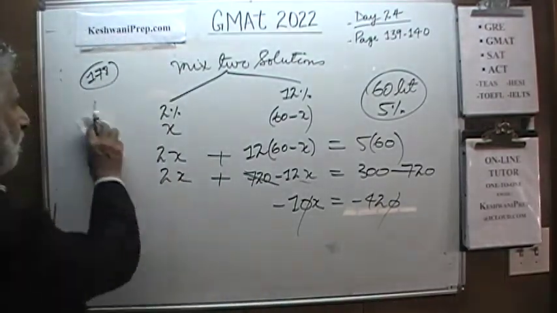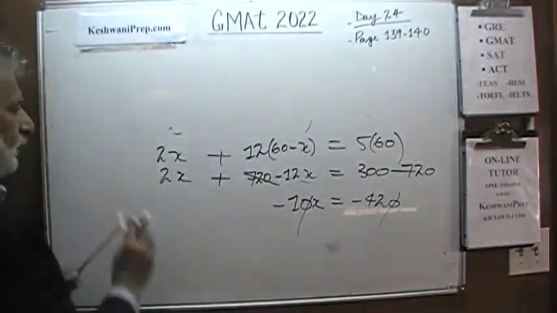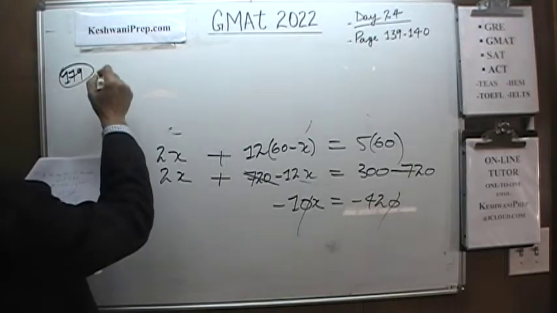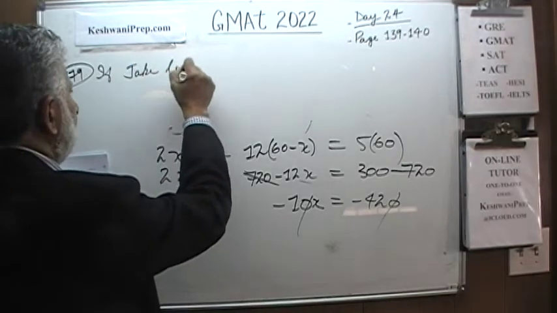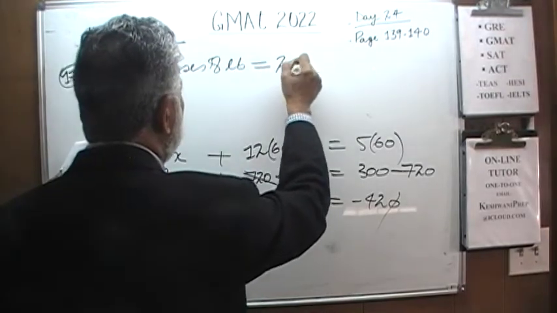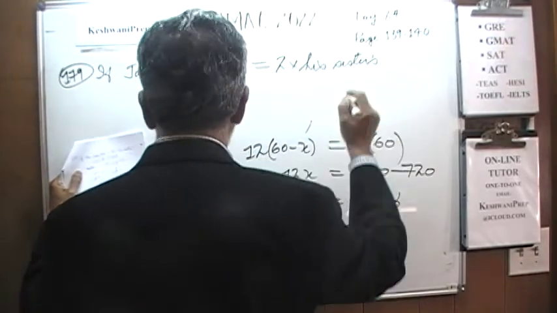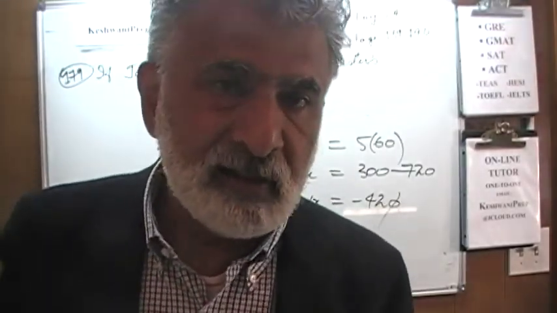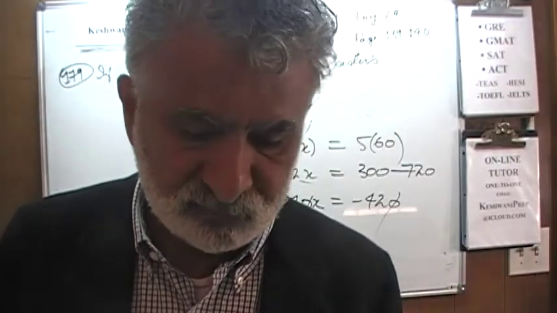179. In 179, we are told that if Jack loses 8 pounds, his weight is going to be equal to 2 times his sister's. Jack's weight is such that if he were to lose 8 pounds, he will end up weighing only twice as much as his sister does.